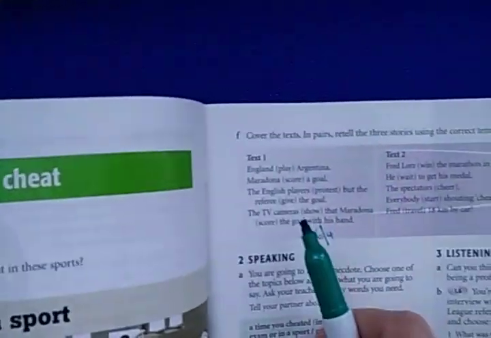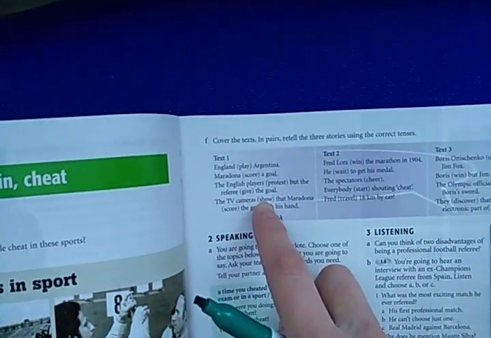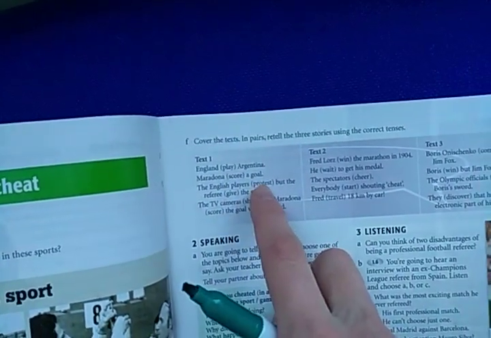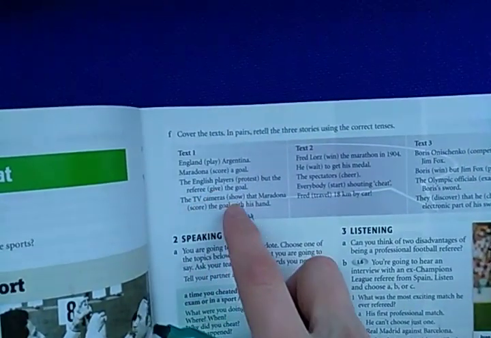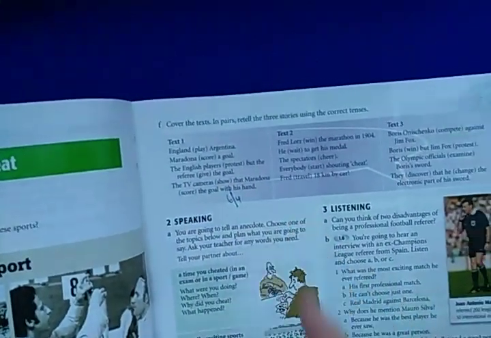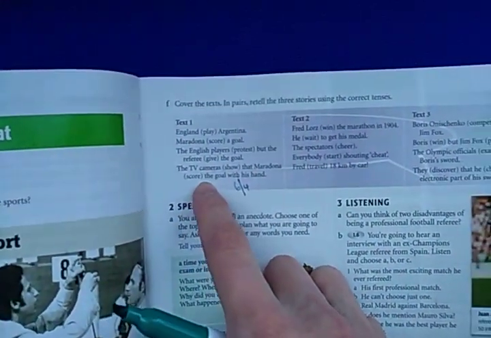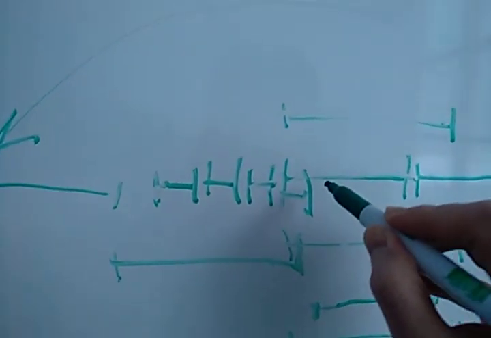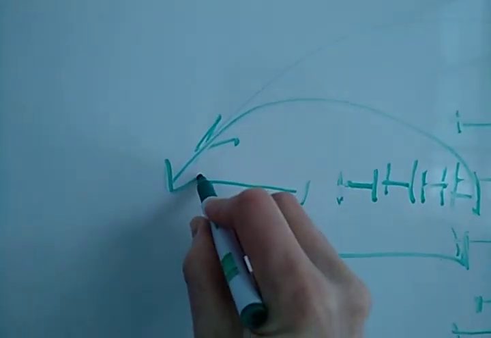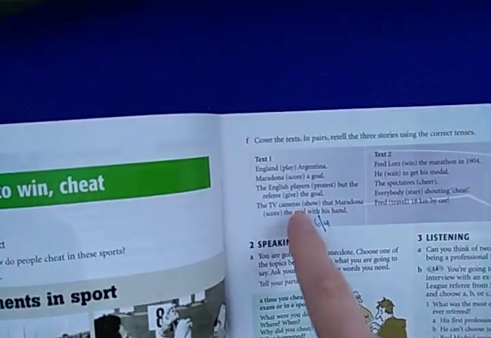Then TV cameras showed again. This was action number 4. Action 3-1: Maradona scored a goal. English players protested. Referee gave the goal. The TV cameras showed. This is action number 4 in a consecutive order. That is to say, it will be past simple too. That Maradona had scored the goal with his hand. Later, the cameras showed that Maradona had scored. He scored before. This is why this is a past perfect case. This is how you're going to do that.